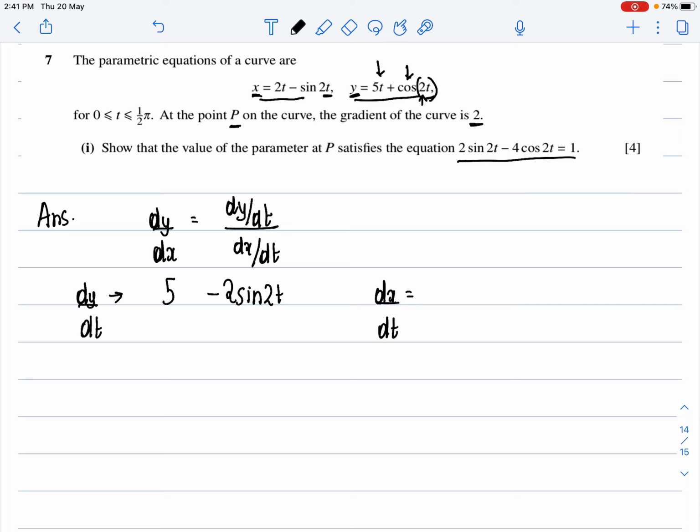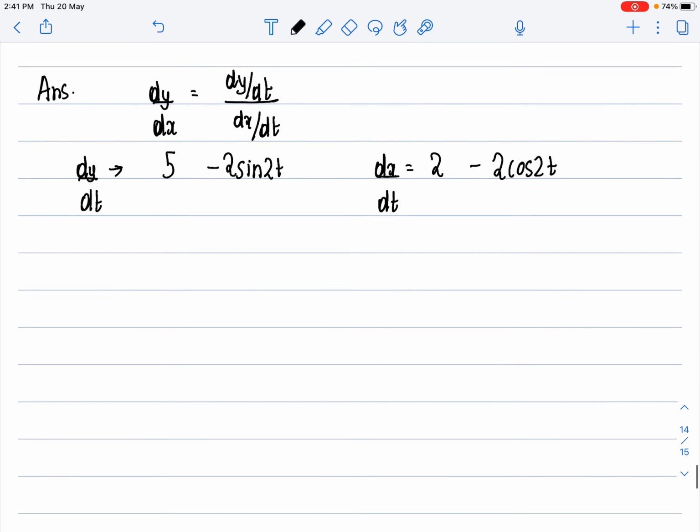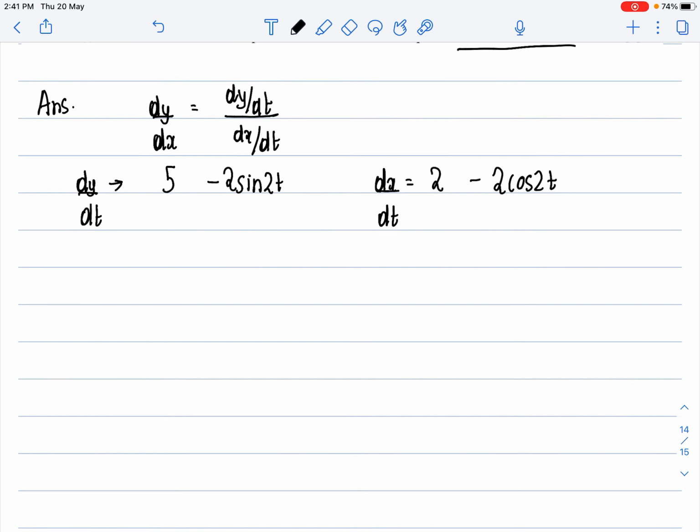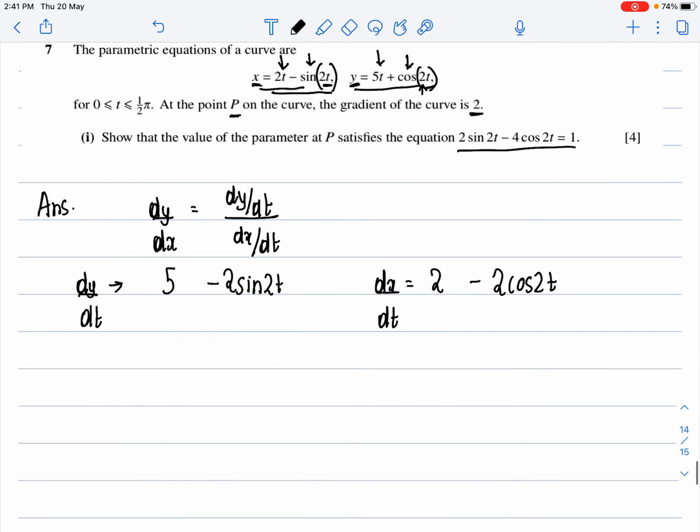So dx by dt basically means the differentiation of this. First I differentiate 2t, which is 2. Then I have the differentiation of sine, which is cos. So I get minus cos 2t, but again chain rule will apply and the differentiation of 2t will be multiplied, which is 2. Agreed?